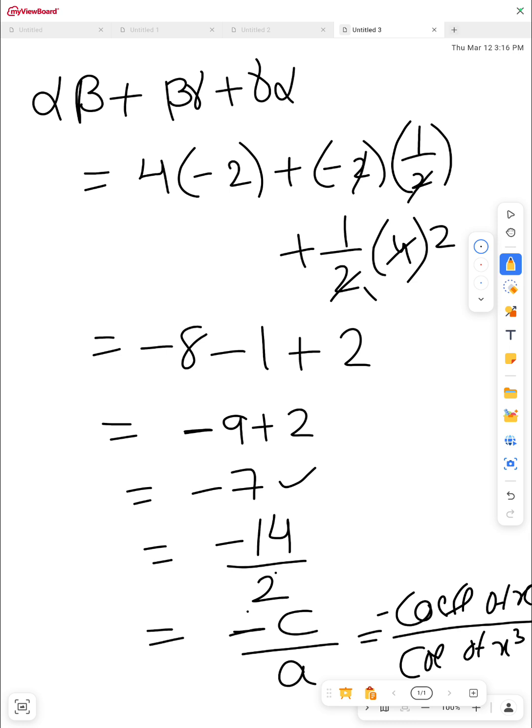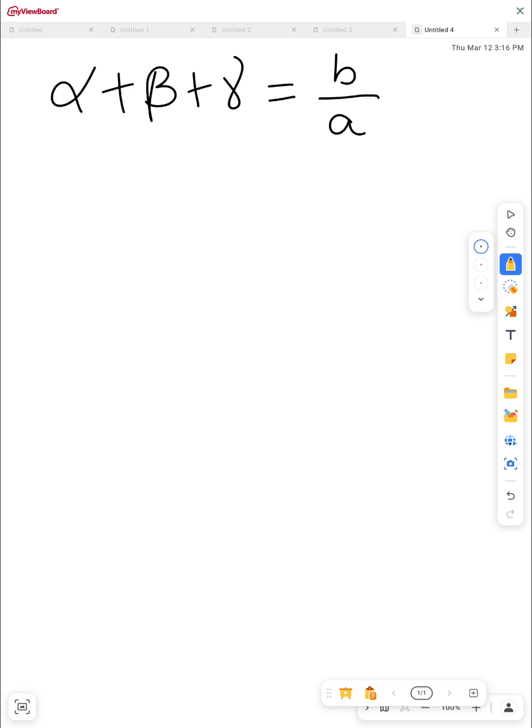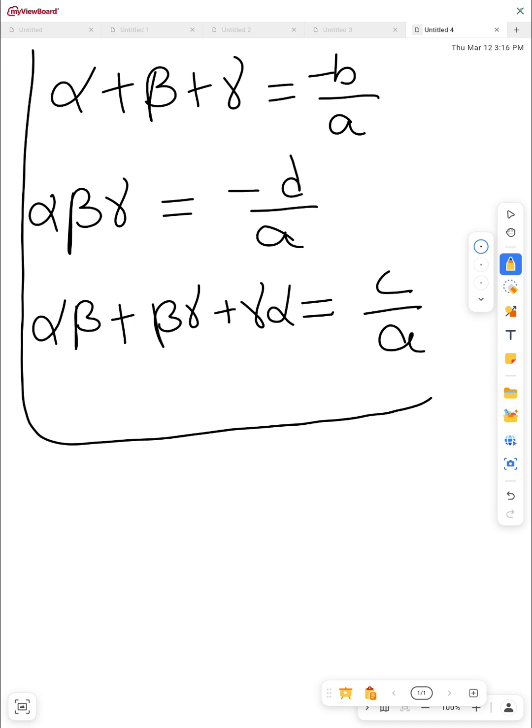Now finally what we found is that alpha plus beta plus gamma, which is the sum of zeros, is minus b by a, and alpha beta gamma, the product of zeros, is minus d by a, and alpha beta plus beta gamma plus gamma alpha is c by a. This is the relationship between zeros and coefficients of a cubic polynomial.